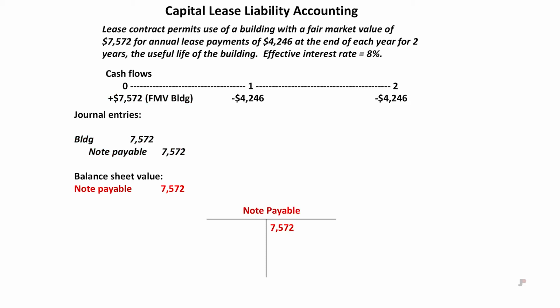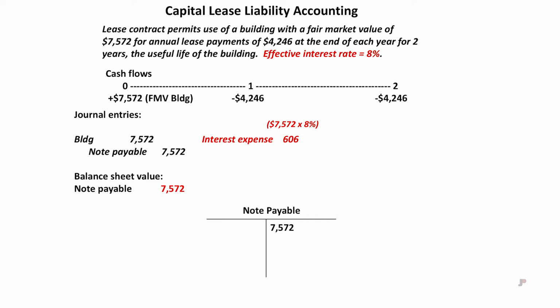This entry places $7,572 in the note payable general ledger account and also on the balance sheet. As is true under the effective interest method, the $7,572 amount not only represents the fair market value of the building, but it also represents the present value of the future cash flows discounted at the 8% effective interest rate.